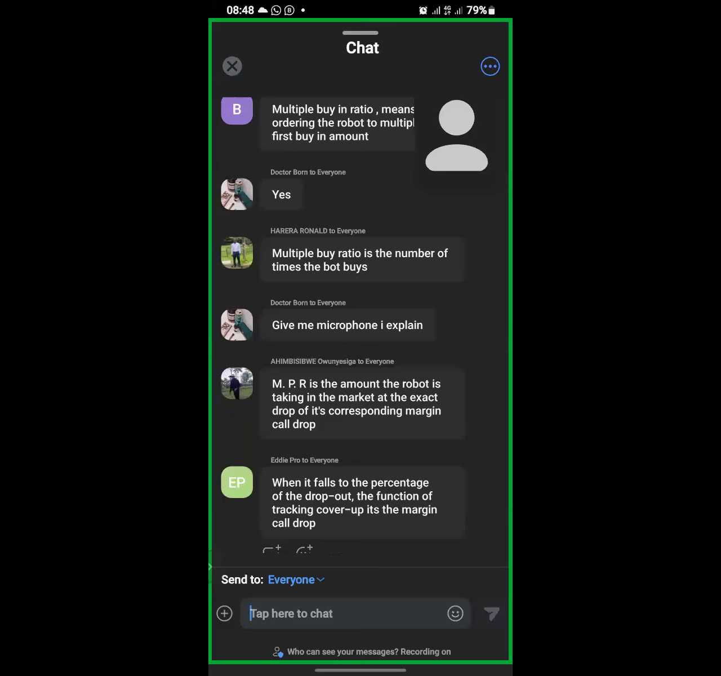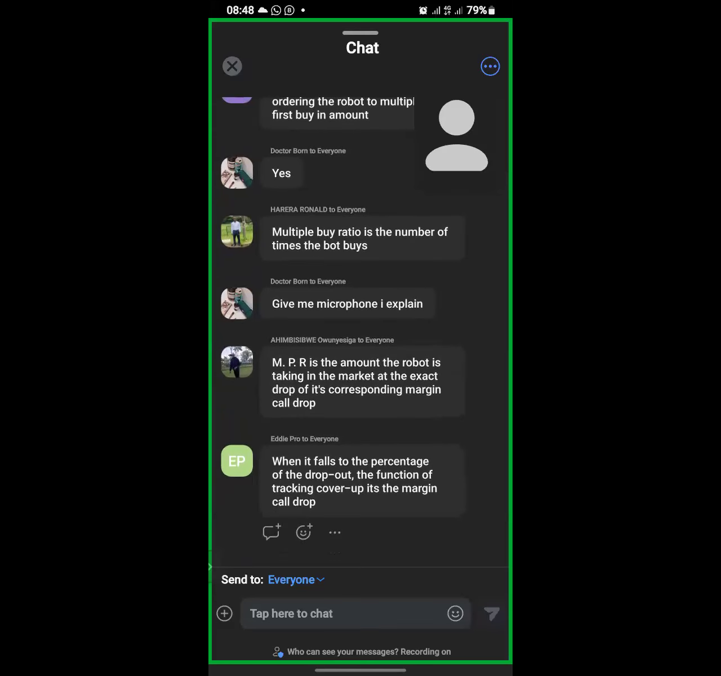I want us to know, at least we are learning something so that we teach our downlines, we teach our new members. We don't have to keep this knowledge to ourselves. We need to make money. When it falls, the percentage of the drop, the function of the tracking cover up, it means it covers up, it's the margin call drop.